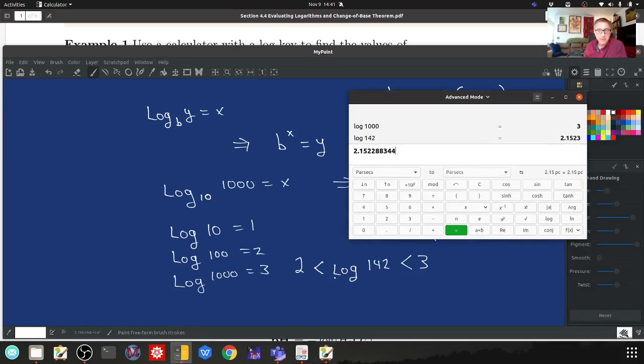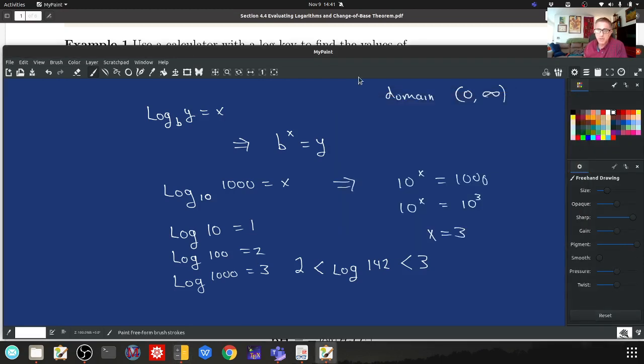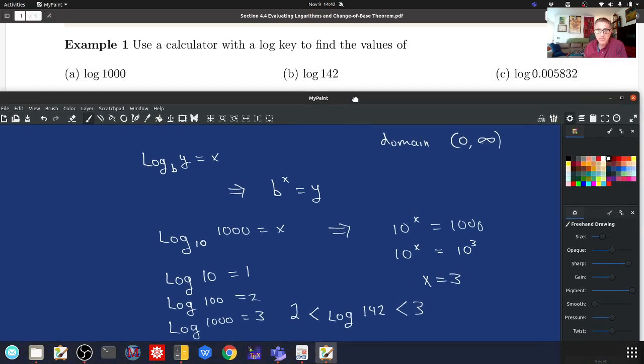It turns out to be 2.152288344. As far as the rounding off at decimals, I'm not sure. I would suggest that MyMathLab has you round off at the 100th place, which is the second place to the right of the decimal, but you just have to do whatever MyMathLab tells you to do.